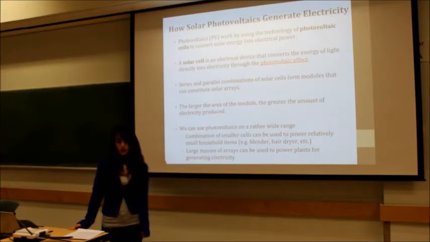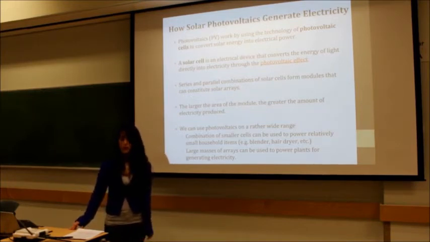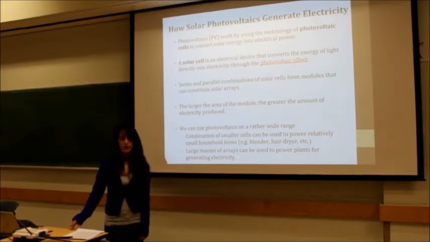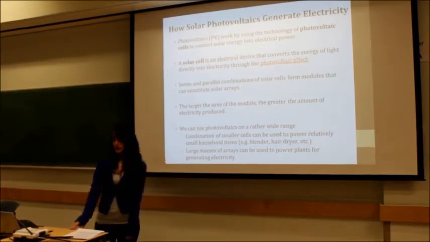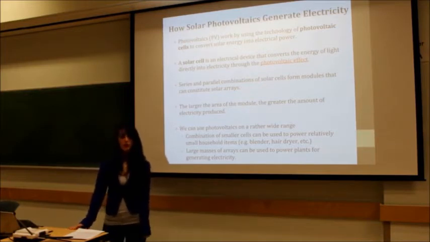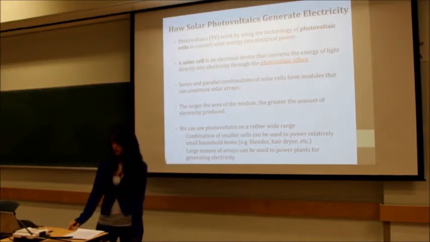PV cells, also known as solar cells, are the main foundation of the photovoltaic system. A solar cell is an electrical device that converts the energy of light directly into electricity through the photovoltaic effect. These electrical devices can be very small or as large as several inches across. When many of these cells are connected together, they form modules which can constitute solar arrays.